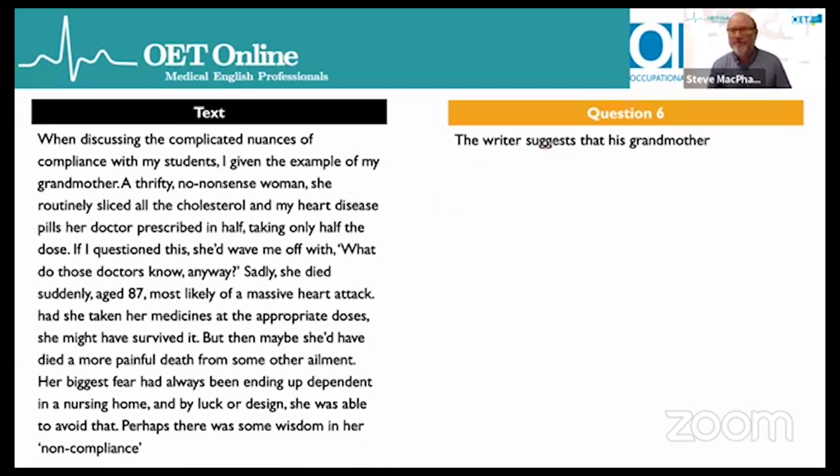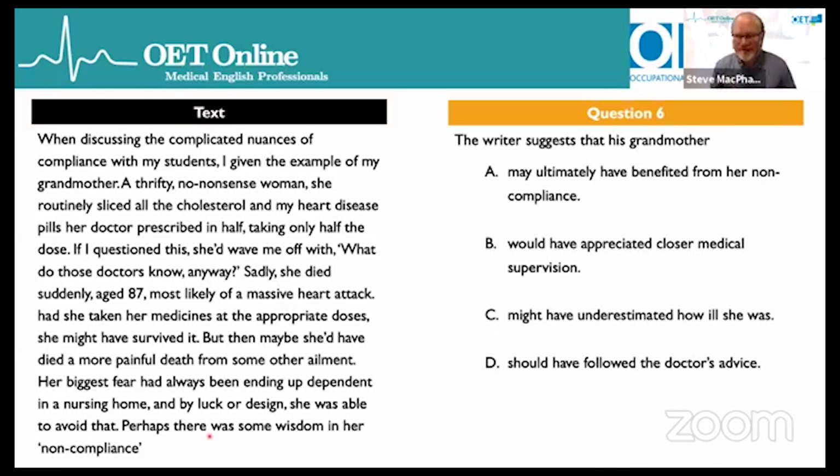Okay, so I'll put it up. What does the writer suggest about his grandmother? I'm going to give you the whole lot this time. I'm going to give you 2 minutes. See if you can find out this answer. What does the writer suggest about his grandmother? And as you're reading it, I will underline a few words. Last one's a bit of a tricky one.